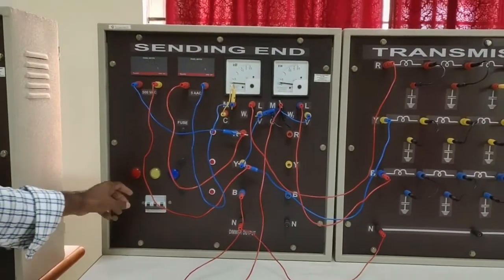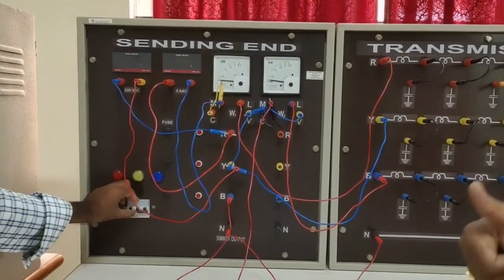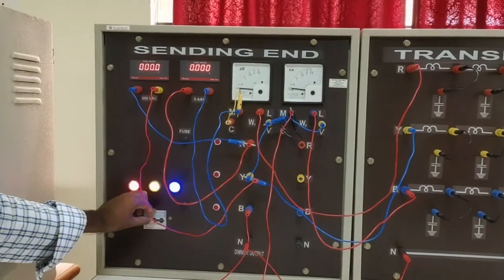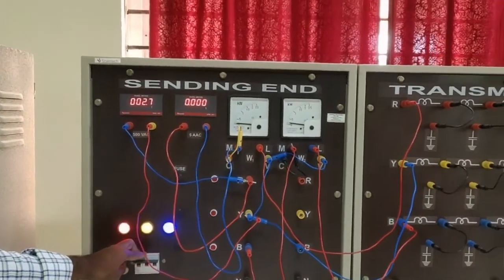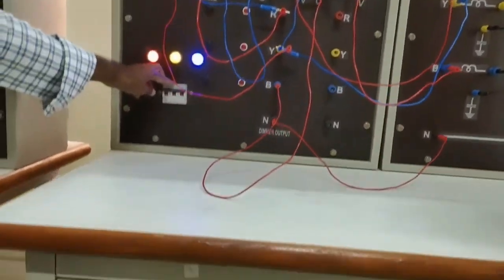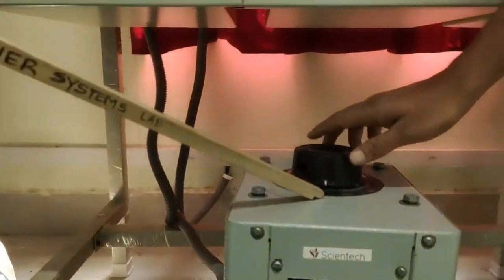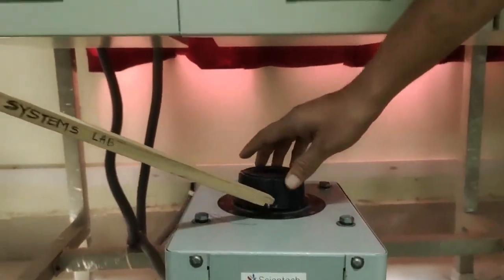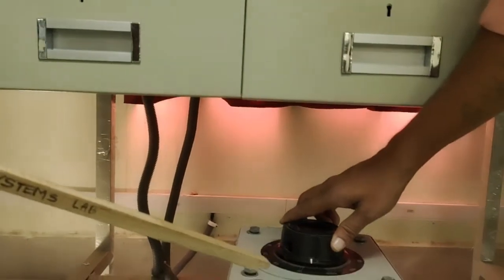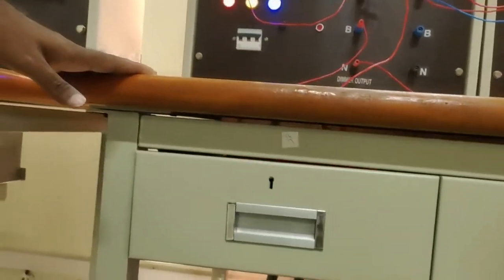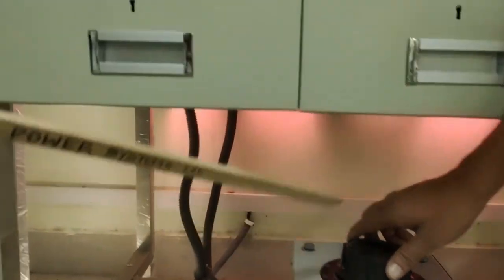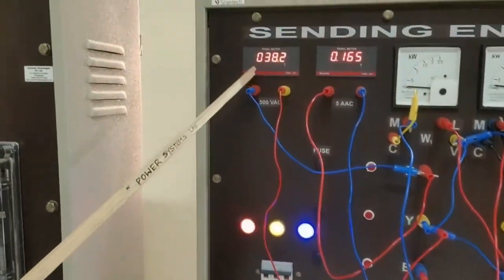Start the experiment. So switch on the switch. Before switching on, the auto transformer knob should be at the minimum position. This is a precaution you should keep in mind. With the knob at minimum position, switch on the experiment and slowly vary the auto transformer for 3 phase 440 volts. You can see the voltmeter reads 440 volts.